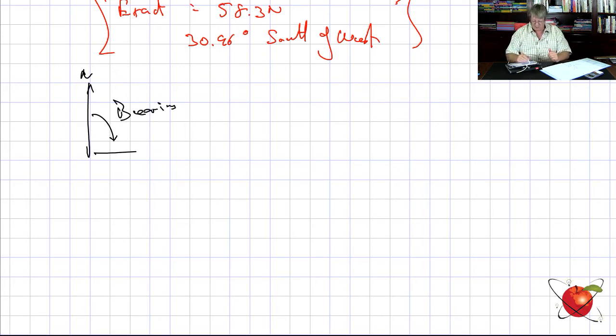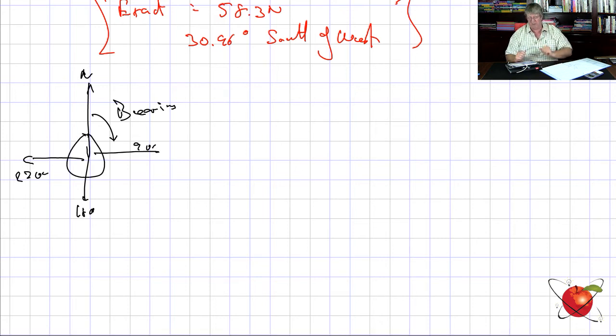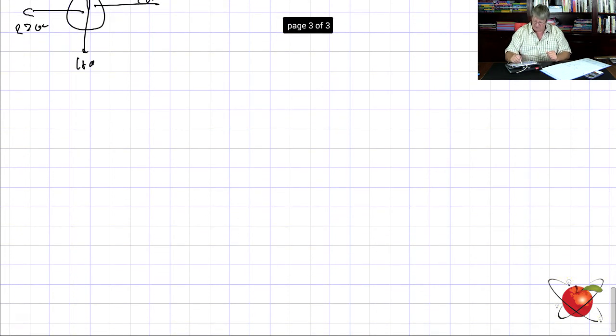Okay. So this is going to be 90 degrees. This will be 180 degrees. This will be 270 degrees. And 360 degrees means keep going north. Okay. So what they've now given us is a couple of bearings.